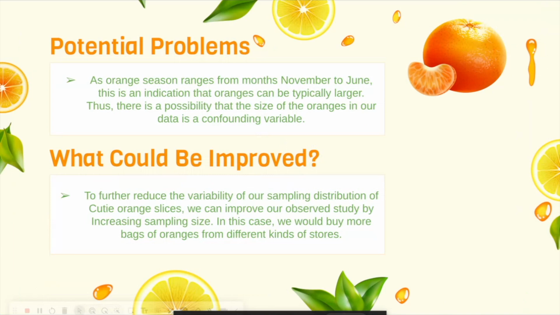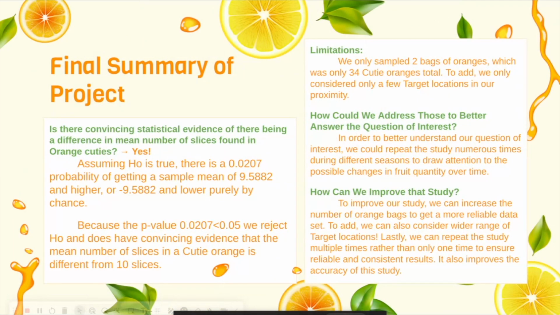So the potential problem is that as orange season ranges from November to June, this is an indication that oranges can be typically larger. Thus, there is a possibility that the size of oranges in our data is a confounding variable. So how could we improve it? To further reduce the variability of our sampling distributions of the cuties orange slices, we can improve our observational studies by increasing the sample size. In this case, we would buy more bags of oranges from different kinds of stores.